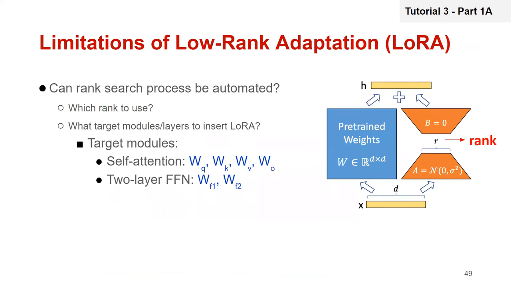The first one is, can the rank searching process become automatic? Because for LoRA decomposition, we have to fix a rank when we train the model. That means I have to fine tune the model and evaluate each time. So which rank to use, and which target module layer to insert LoRA into, are quite open.